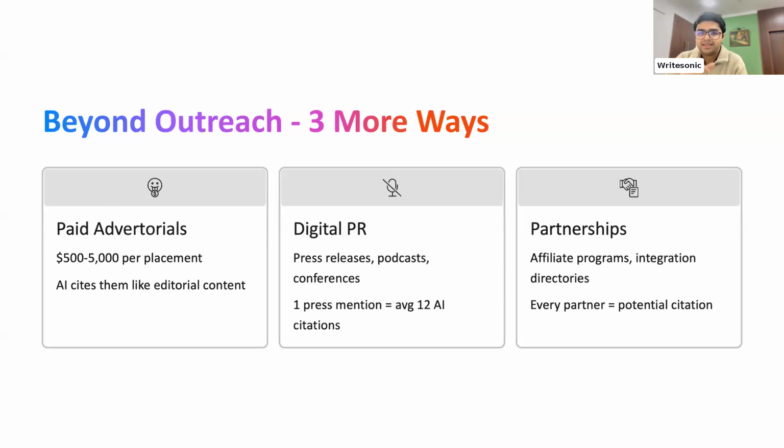Now, the thing with AI is it doesn't care. Google cares about the sponsored tag and does not give a very high ranking, and many times it does not even rank it in the main results. But that's not true with AI right now. Even though it is sponsored, AI would still pick it up like a non-biased result. So one is paid advertorials. Second is outreach, which we already discussed. You also have digital PR. So if you're doing any kind of press releases, podcasts, conferences, digital PR also plays a big role in citation gathering. And then the third thing is partnerships. If you can do any kind of affiliate programs, content syndications, integration directories as well.